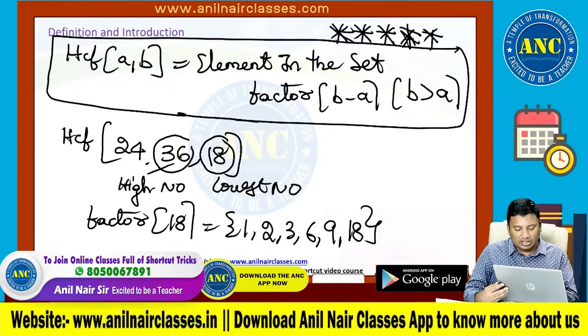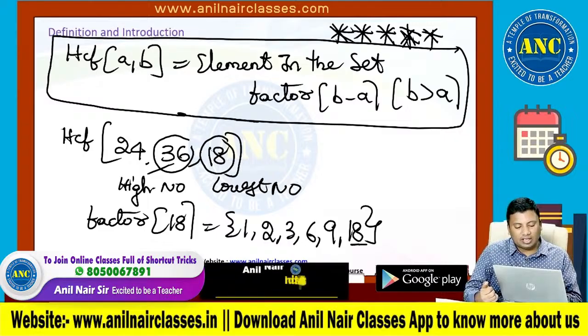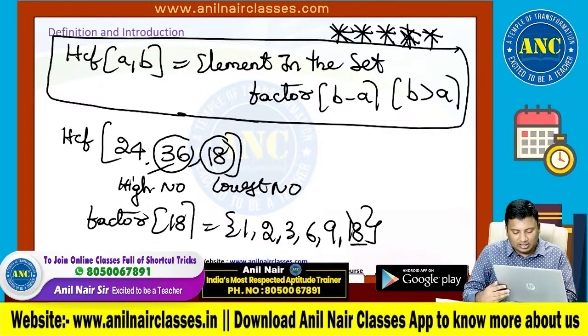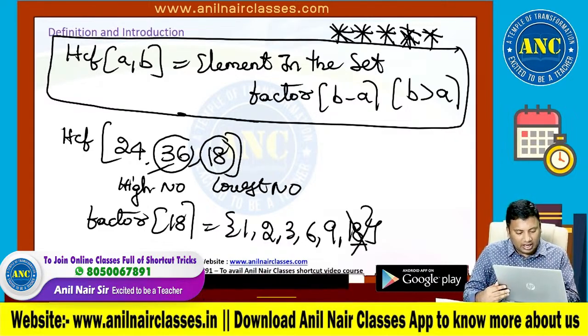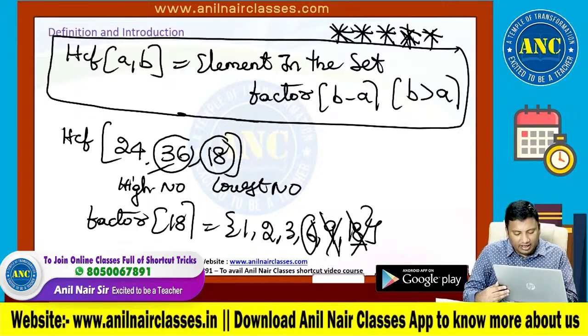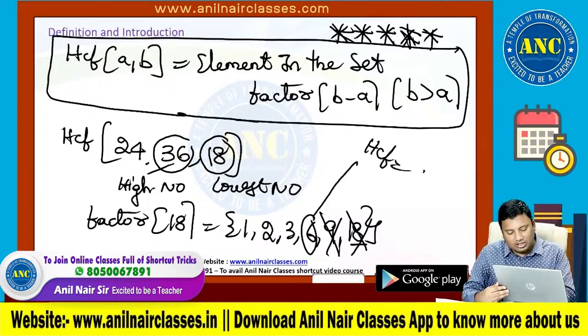Check with the largest. Is 18 dividing every number? 18 ones are 18, 18 twos are 36, but it is not dividing 24. Is 9 dividing every number? 9 twos are 18, 9 fours are 36, but not 24. Is 6 dividing every number? 6 threes are 18, 6 sixes are 36, 6 fours are 24. Answer for this question is 6.